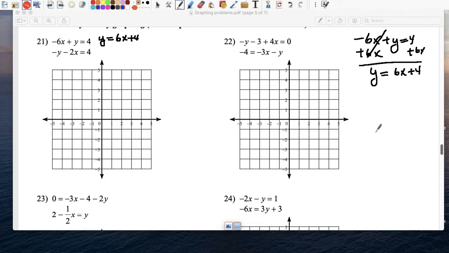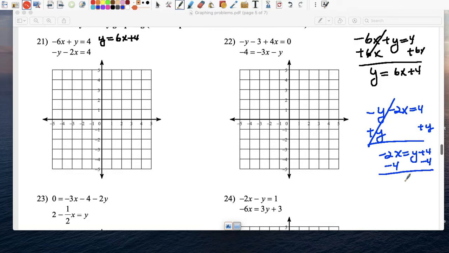The second one, negative y minus 2x equals 4. I'm going to add y to both sides. That goes away. I'm left with negative 2x equals y plus 4. Subtract 4 from both sides, and I'm going to get that y equals negative 2x minus 4. If you want, I can switch it around. Same thing. That's my second equation.